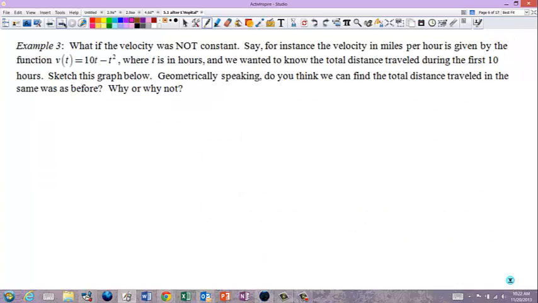It says, what if the velocity was not constant? Say, for instance, the velocity in miles per hour is given by the function v of t equals 10t minus t squared, where t is in hours, and we wanted to know the total distance traveled during the first 10 hours. Sketch this graph below. Geometrically speaking, do you think we can find the total distance traveled in the same way as before? Why or why not?